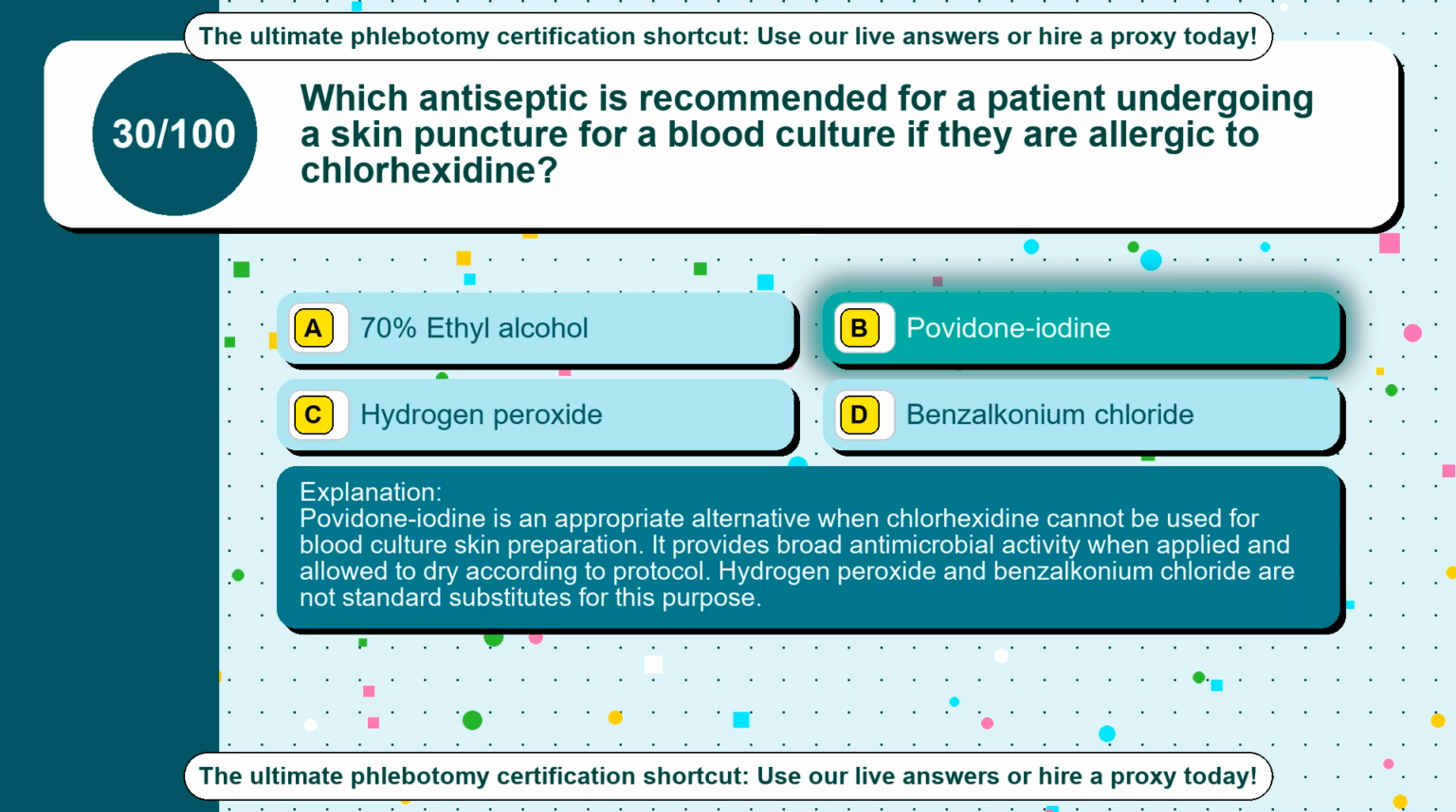Povidone iodine is an appropriate alternative when chlorhexidine cannot be used for blood culture skin preparation. It provides broad antimicrobial activity when applied and allowed to dry according to protocol. Hydrogen peroxide and benzalkonium chloride are not standard substitutes for this purpose.